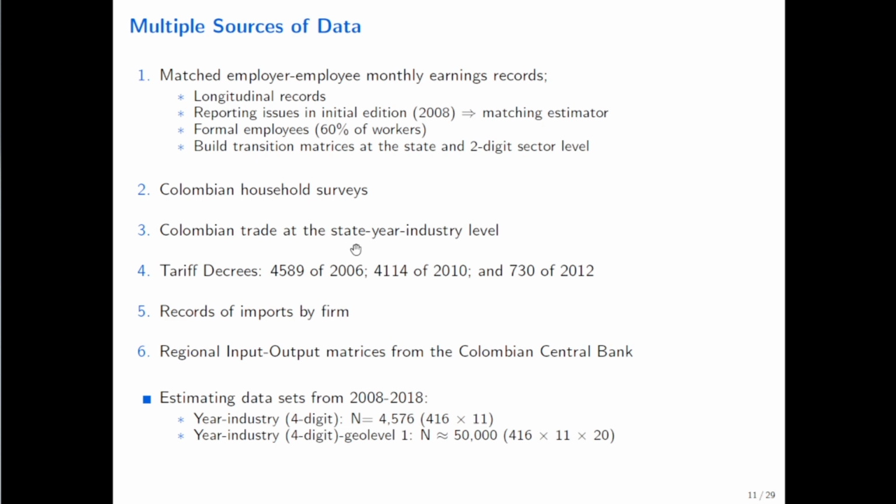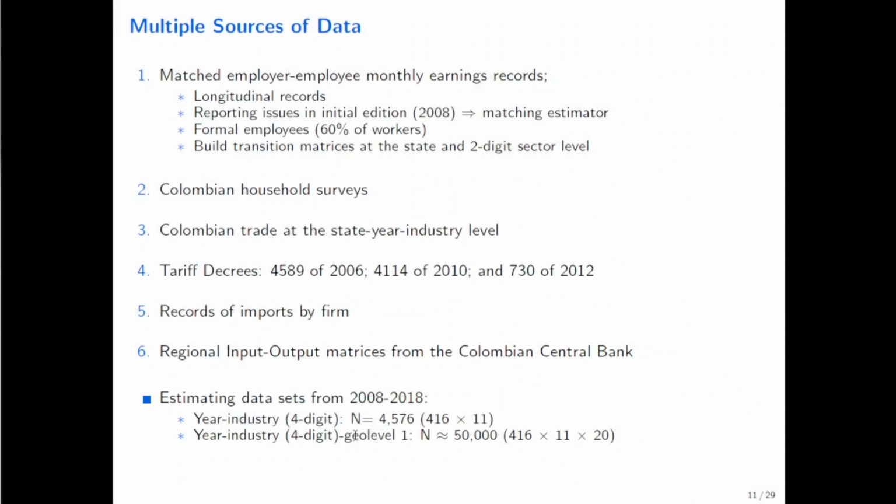input shocks. We're going to use two tariff decreases and this record of imports by firms, which is basically customs data that we aggregate at the state year industry level. And for the model, we're going to use regional input-output matrices from the Colombian Central Bank. So we are going to aggregate the data from 400 sectors to only two-digit industries when we do the calibration of the model. And the reason is because these regional input-output matrices, we can only find them at the two-digit sector level, not at the four-digit sector level.